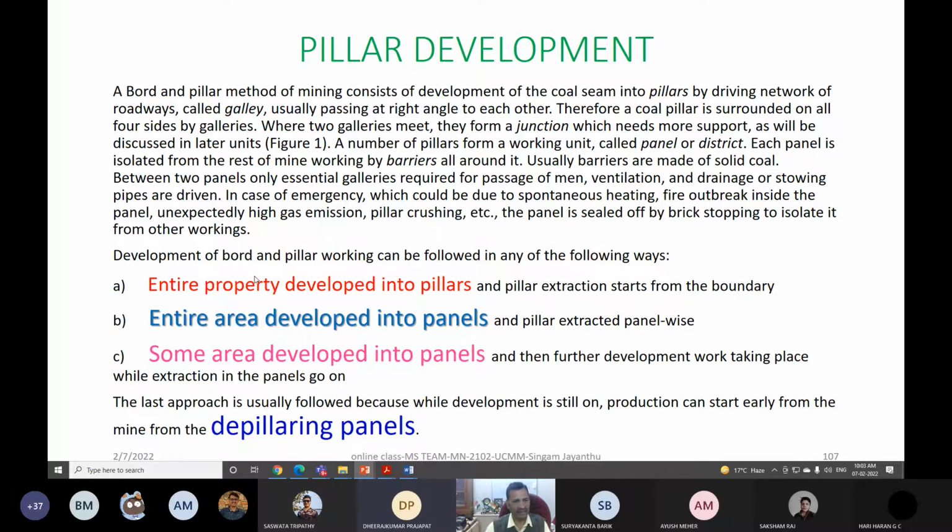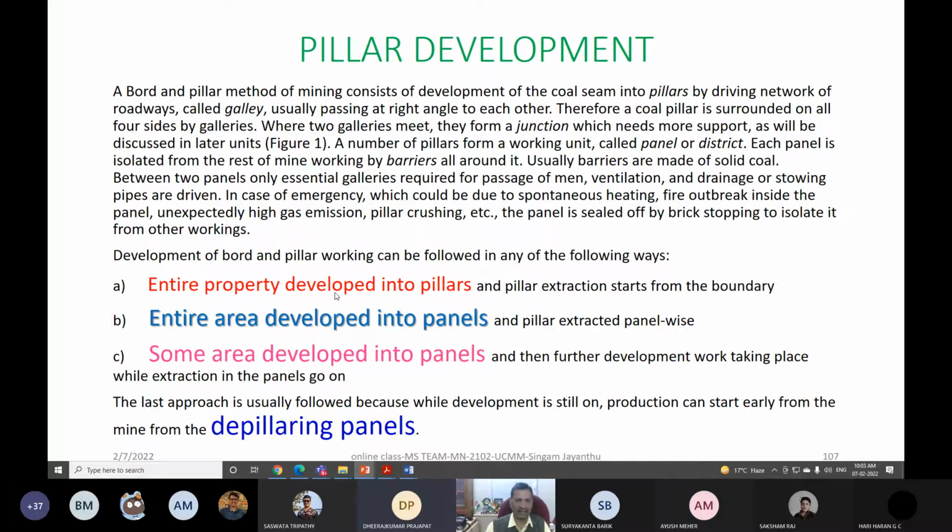Now, development of board and pillar work is done in any of the following ways. What are they? Entire property developed into pillars, and pillar extraction starts from the boundary. That's what I told you, right? In the olden days people used to just develop all the property, and the reason also I told you, right? Next, entire area developed into panels and pillars extracted panel-wise. There is a difference. That's what I told you.